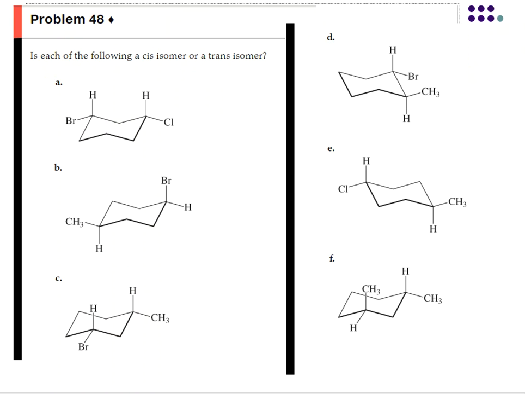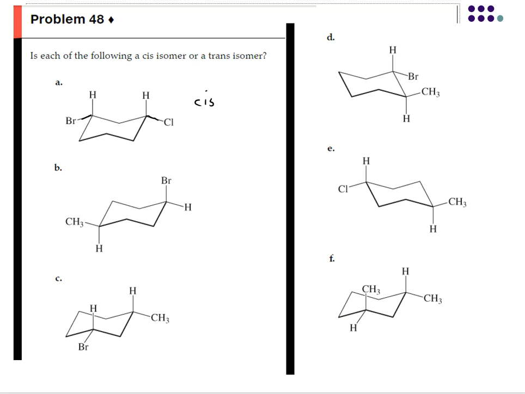All right, next one. Here's a problem. Is each of the following a cis or a trans? All right, so they don't want me to name them, but I'm going to. They just want me to look at cis or trans, and that's what we'll do first. If I take a look at A, this bromine is slightly pointed down, and this chlorine is slightly pointed down. Well, both of these are down, so that means this is cis.